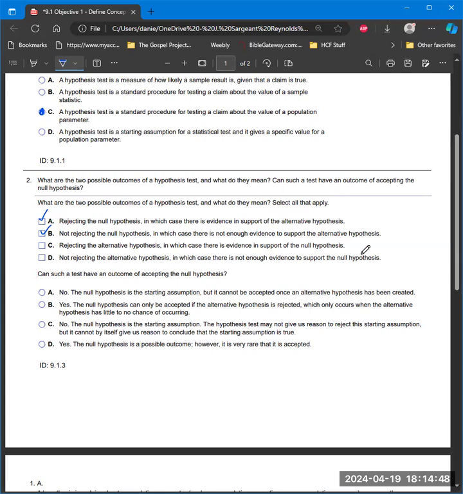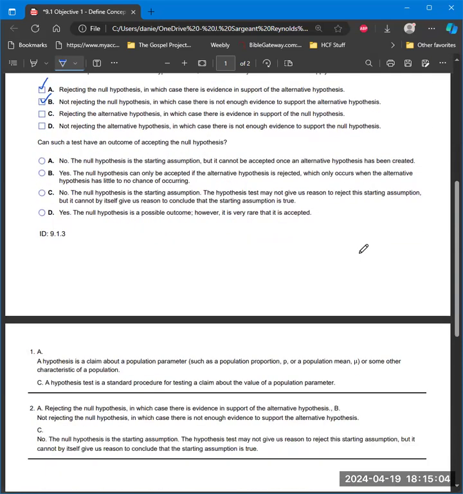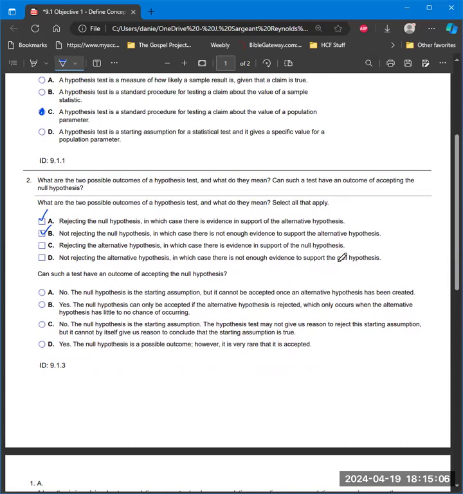One of those two hypotheses will be your claim. Your claim is either a statement of equality or it's a statement of inequality. And the null hypothesis is always going to be a statement of equality, and the alternative hypothesis will always be a statement of inequality. Again, we'll get to more of that later.